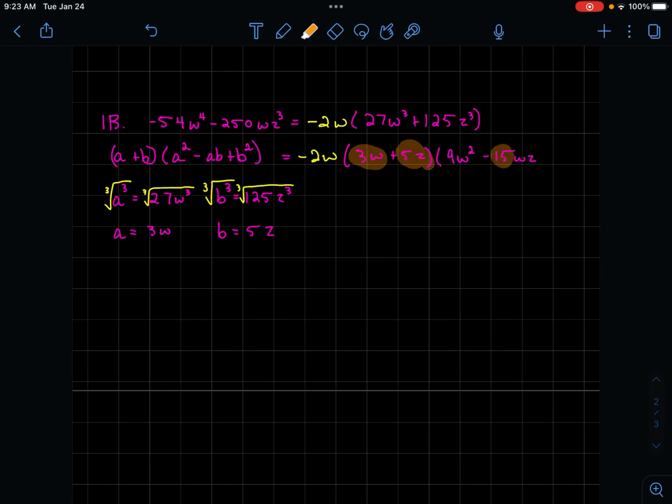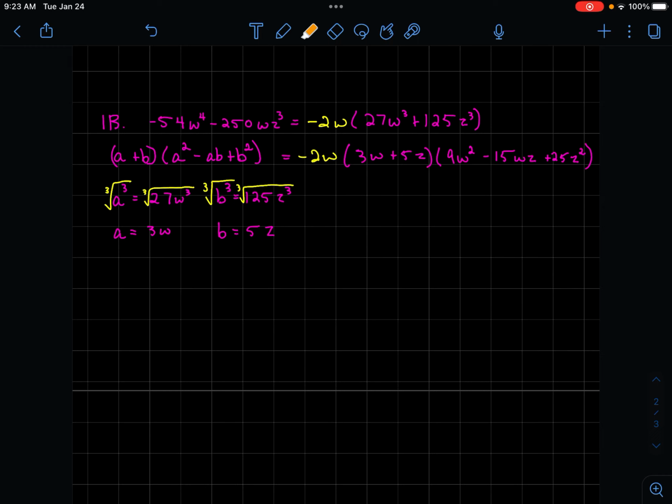And then we just take 3w times 5z. 3 times 5 gives us that 15, and w times z is wz. And then finally, we'll take that last term, 5z, and square it. So 5 times 5 is 25, and z times z is z squared. And there you have it. There's the complete factored form of this polynomial.